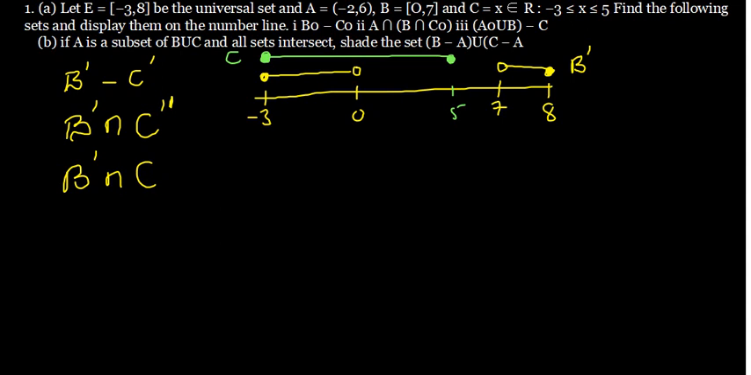What's the intersection from what you're able to see here? Okay, so since we want also to show on the number line, I'm just going to shade this. So this is B complement intersection C, that is negative 3, 0. Negative 3 is in both sets, but 0 is not in B complement. So this is going to be open. So this is the solution to the first question.